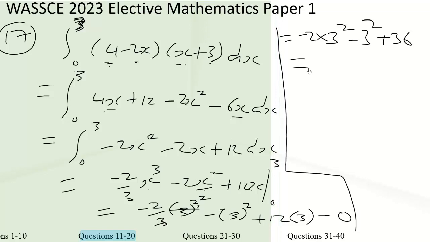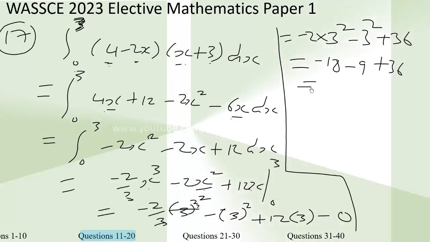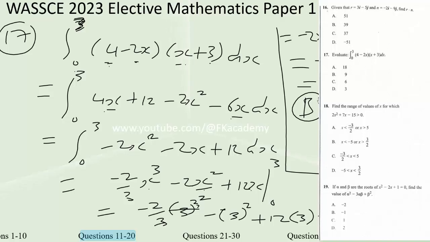So we are going to get negative 3 times 3 squared, negative 3. Okay, let's see. Negative 2 times 3 squared will give us negative 18 minus 9 plus 36. So negative 27 plus 36, so 36 minus 27. That will give us 9. So it means the correct answer is option B. So you can do this with the calculator as well.